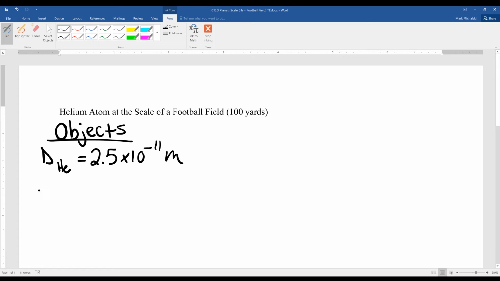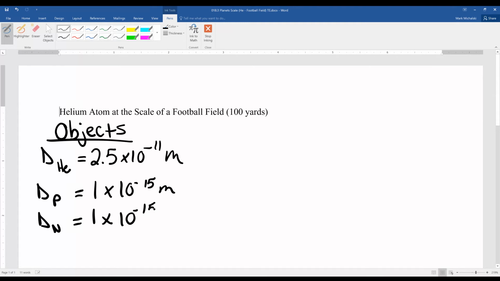Within the helium atom, there are protons, so I'm going to have the diameter of a proton, and that is given as 1 times 10 to the negative 15 meters. And the diameter of a neutron, because there are neutrons in the nucleus as well, which is also considered to be 1 times 10 to the negative 15 meters. And then the electron, or electrons, that are floating around out in the cloud are given a classical value of 5.64 times 10 to the negative 15 meters.